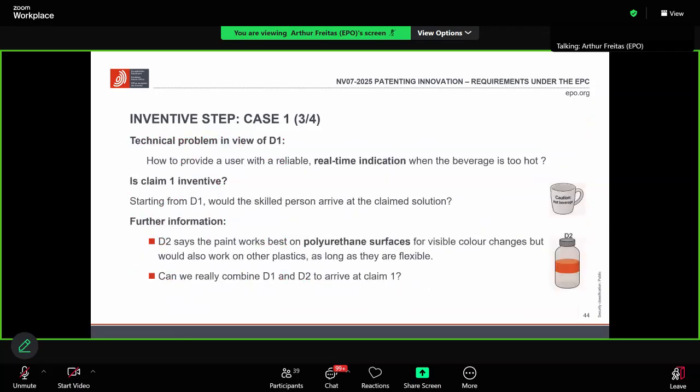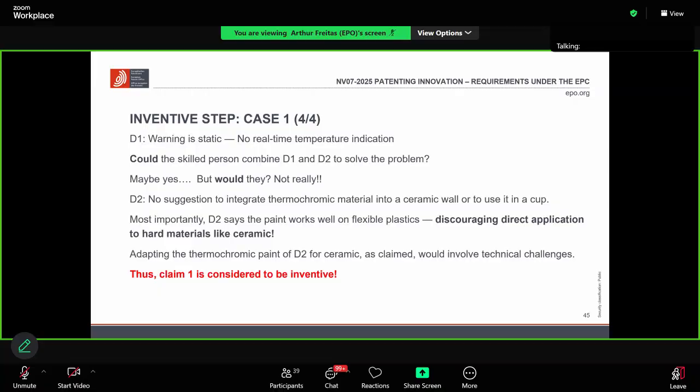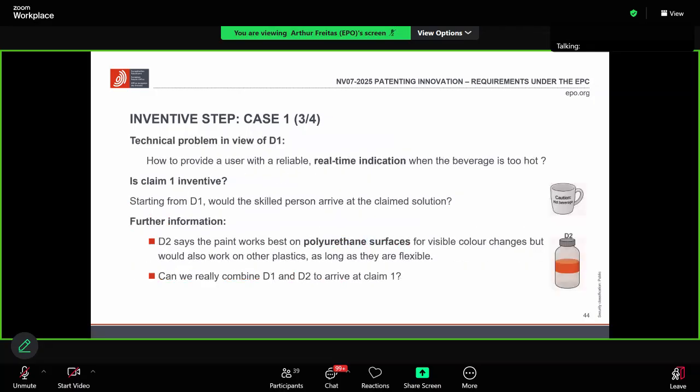So what do I do now? I have to scrutinize those two documents to see if they're compatible. Okay, I need to do that. So let's go and do that. Okay, D1: the warning is static. There's no real-time temperature indication. And now I scrutinize D1 and D2 to see if they're compatible.